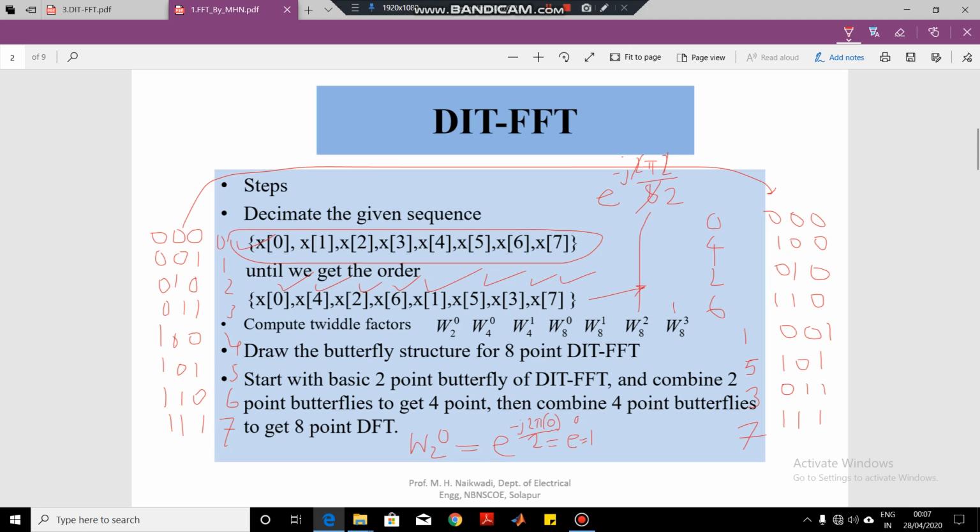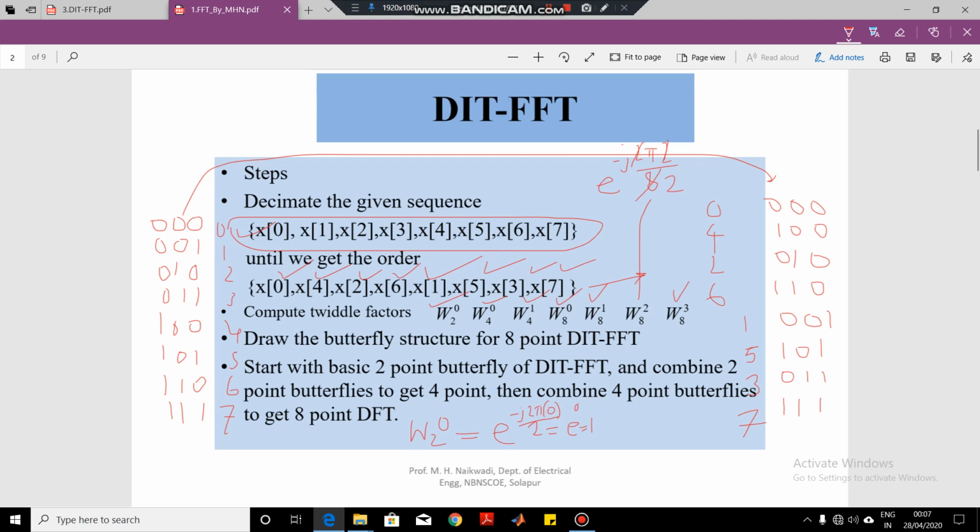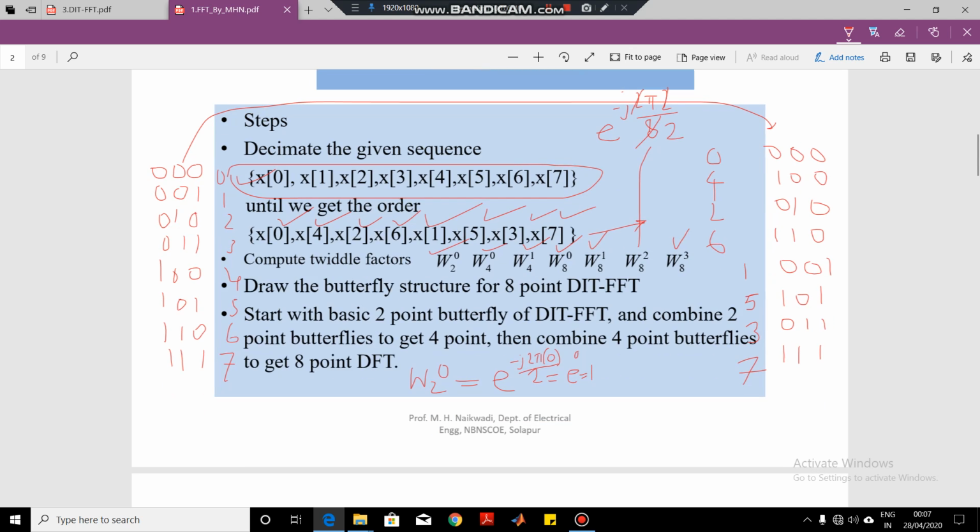So in this way you have to compute all the twiddle factors. Now these twiddle factors will be required in our signal flow graph. So you have to compute these twiddle factors. We have done the computation of these twiddle factors when we solved the numericals for discrete Fourier transform. Now after computing the twiddle factors, we have to draw the butterfly structure for 8-point DIT FFT.